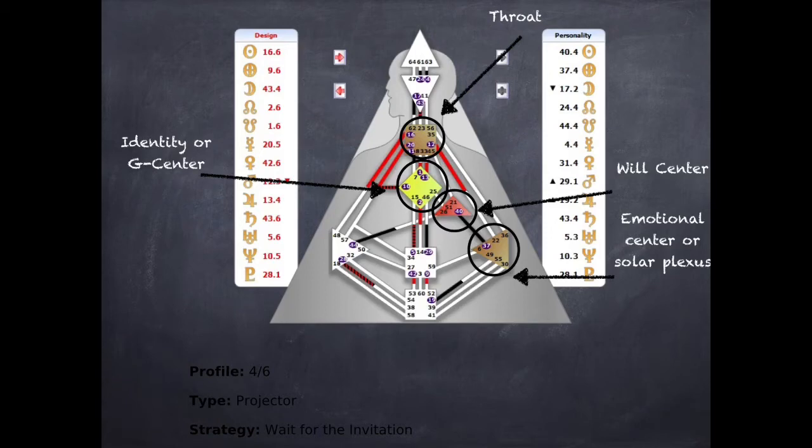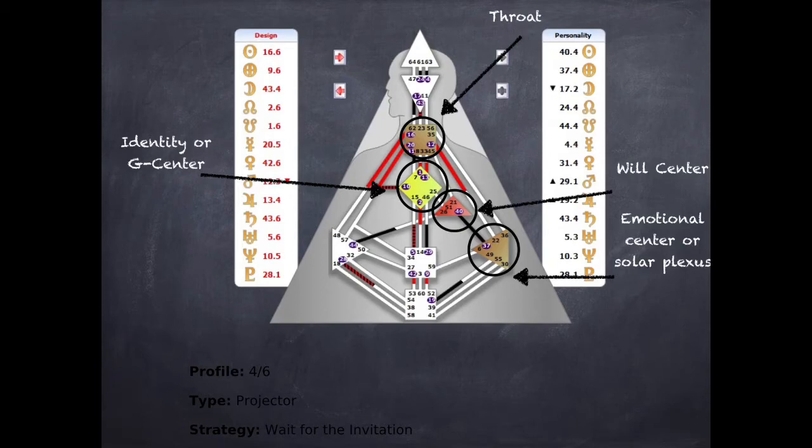And lastly, this person has a defined emotional center, and that means that they have an emotional wave. I have mentioned that in the videos of the types, so if you want to check back on one of those videos, it will talk about the emotional wave. I do plan on putting out videos on the emotional center soon, and all the centers actually.